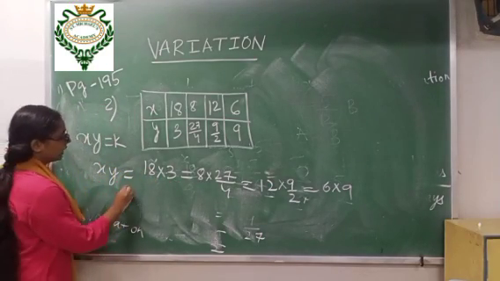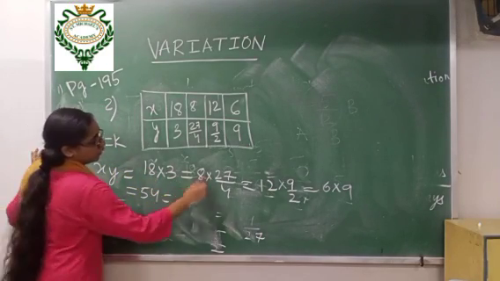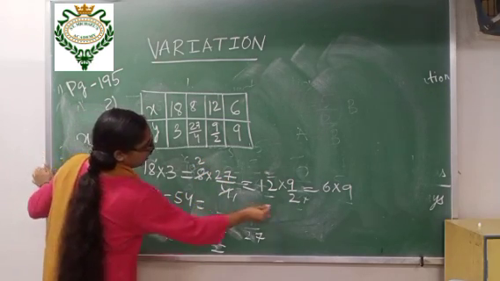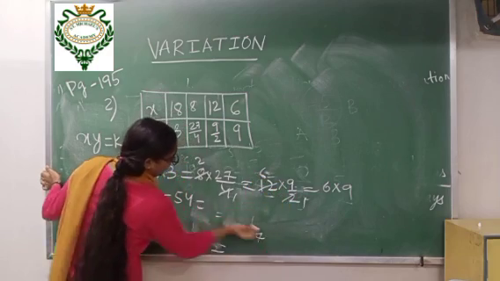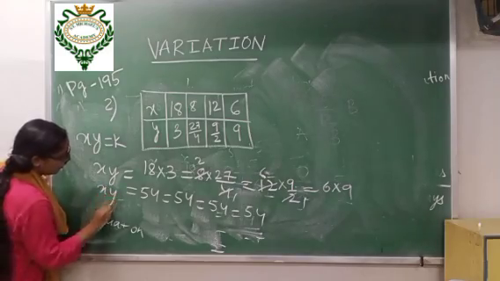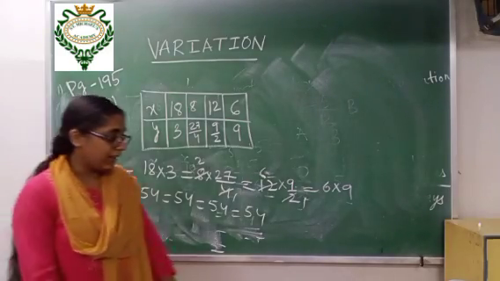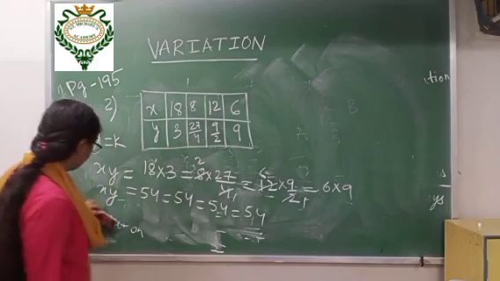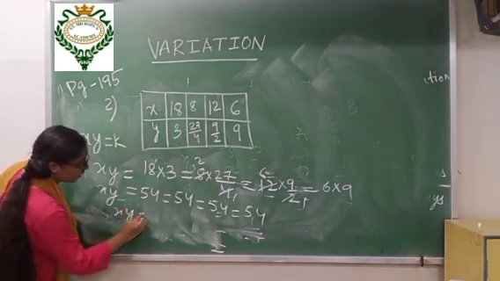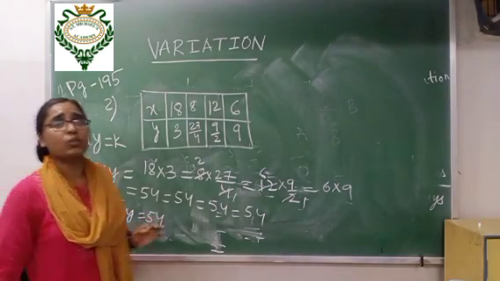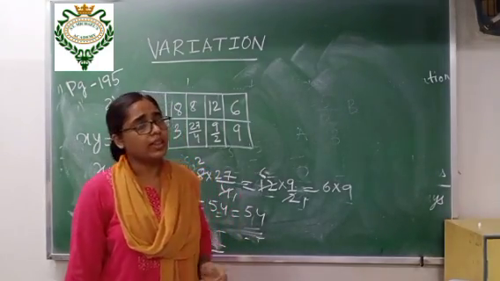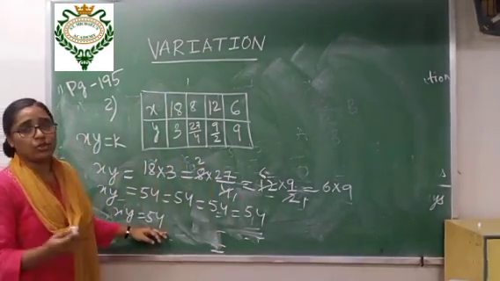Now 18 into 3, how much will you get? 54. Now cancel this: 4 ones are 4, 2 twos are 4, 2 twenty-sevens are 54. Now 2 sixes are 12, 6 into 9, 54, 6 into 9 again 54. Means when we solve x into y, we are getting the same k value. If we get the same k value, what will we write? xy equals 54. In this question, they are not asking the value of the variation constant. They are only asking what the relationship between x and y is. So they will not write that the variation constant value is 54.